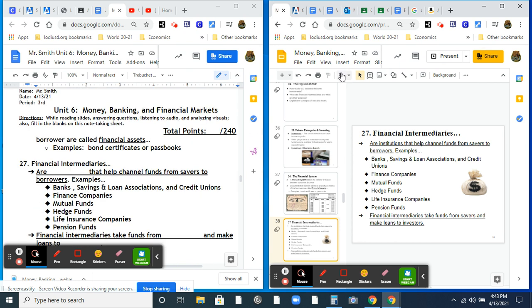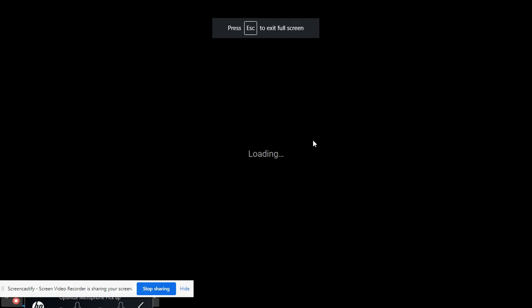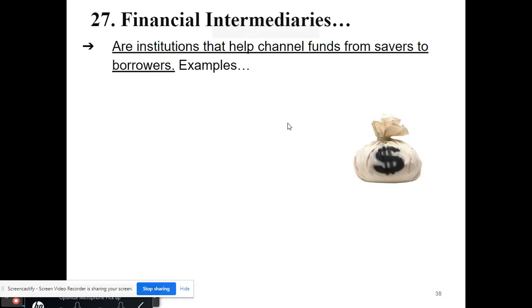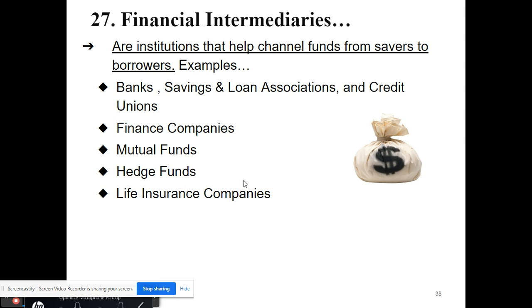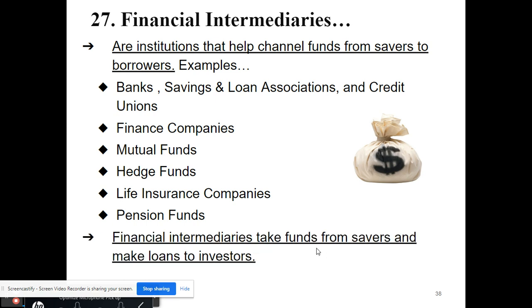Okay. More specifics on financial intermediaries. These go-betweens are institutions channeling funds from savers to borrowers. Examples: banks, savings and loans, credit unions, finance companies. It's going to be hedge funds, mutual funds, life insurance companies, pension funds. It'd be like CalPERS would be a big one. That's the California Teachers Retirement Fund. And it's a big one because there's a lot of teachers in California.